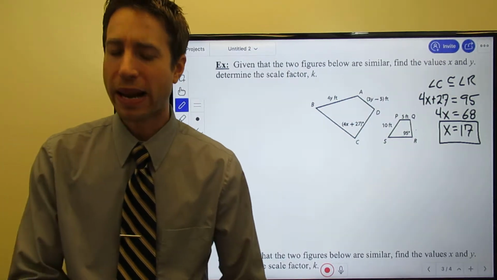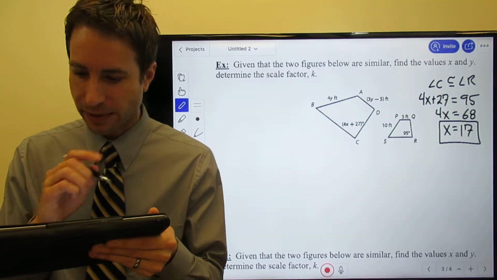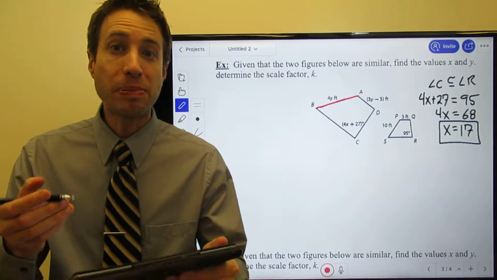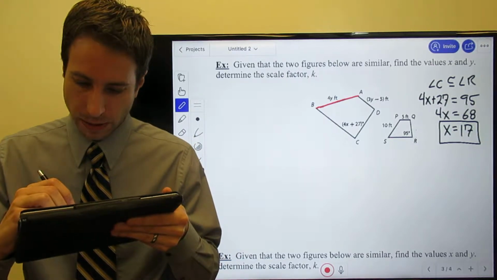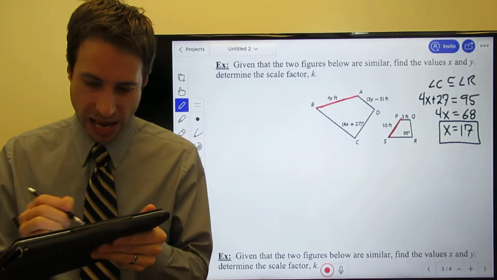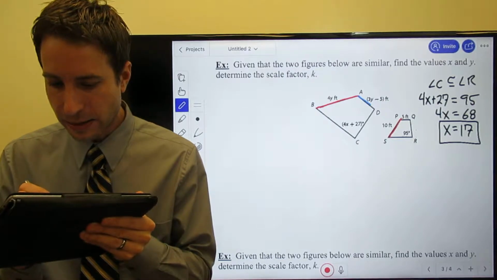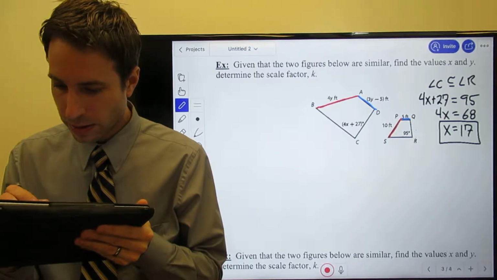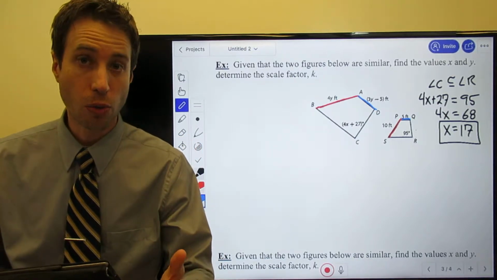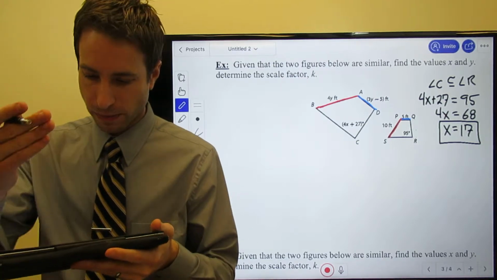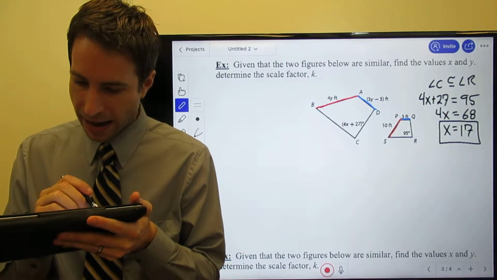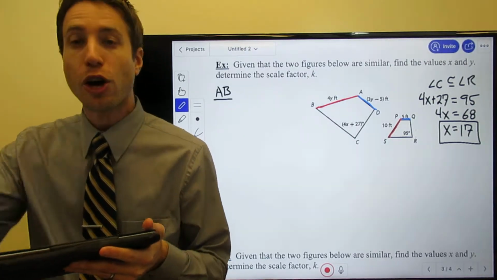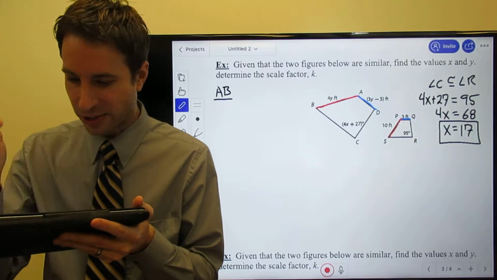Okay, now, what else do I know? Well, let me go ahead and draw these in different colors for you. I know that side AB has to be proportional to side SP. And I know that side AD has to be proportional to side PQ. So let's set up those ratios. Here we go. I have AB over the corresponding side, which is PS or SP.